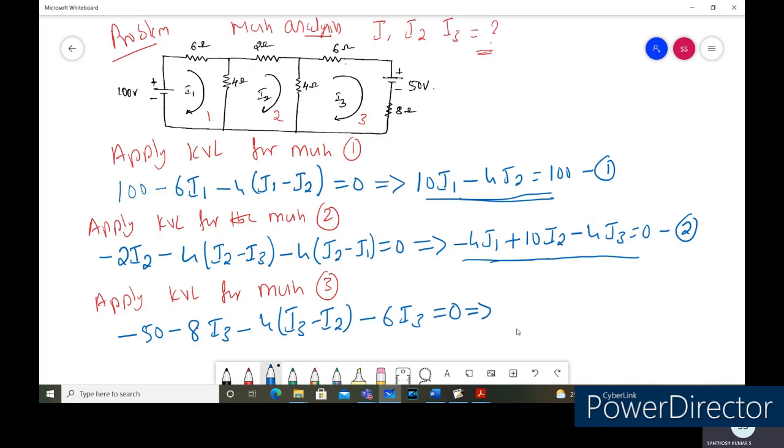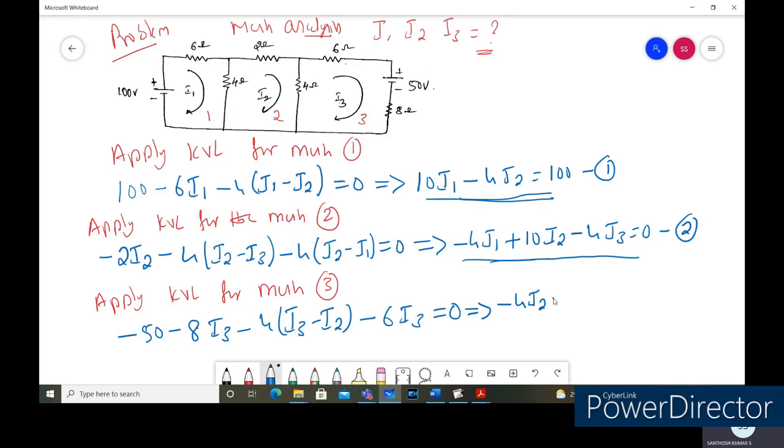Now let us simplify this one. So minus 50. So since it's our opposite polarity, and since there is no I1 term, so it is 0, and the I2 term, so it is minus 4 into I2.